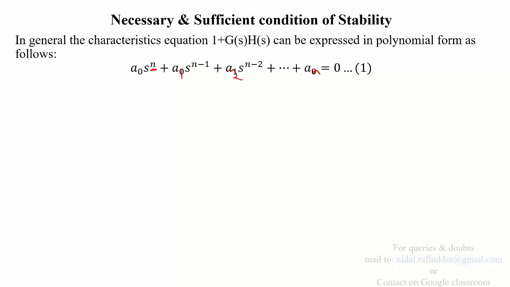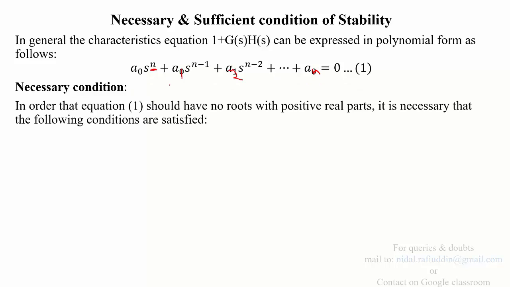So by looking at the highest power of s that we have for this equation, we can conclude the order of the system. And suppose that after knowing the characteristic equation, then we have necessary conditions for the system to be stable. So in order for equation 1 to have no roots with positive real parts, or in other words, there should be no roots lying on the right half of the S plane, or no poles of the transfer function lying on the right half of the S plane, it is necessary that the following conditions are satisfied.